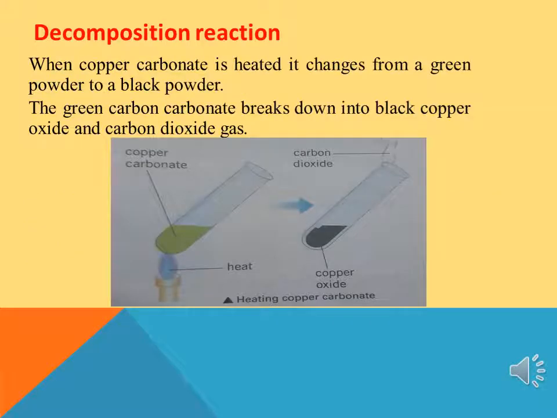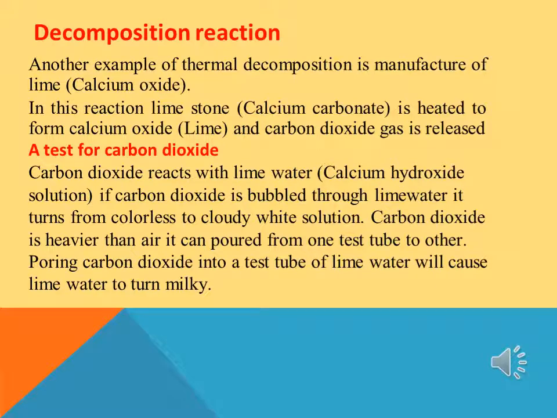When copper carbonate is heated, it changes from a green powder to a black powder. The green copper carbonate breaks down into black copper oxide and carbon dioxide gas. You can observe all these changes in the diagram shown in the slide on your screen. There are many other examples of decomposition reaction. You can give another example of thermal decomposition, which is manufacture of lime, calcium oxide. In this reaction, limestone, calcium carbonate, is heated to form calcium oxide, lime, and carbon dioxide gas is released.